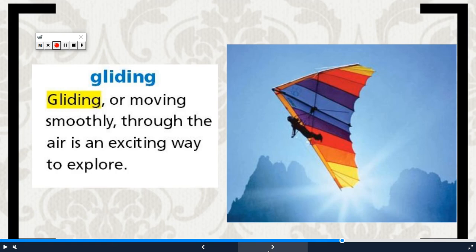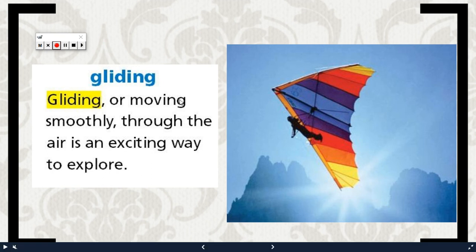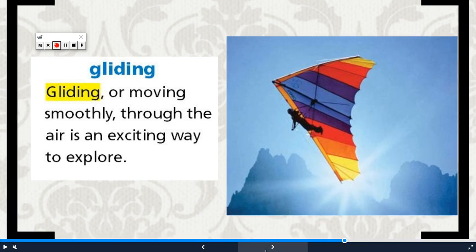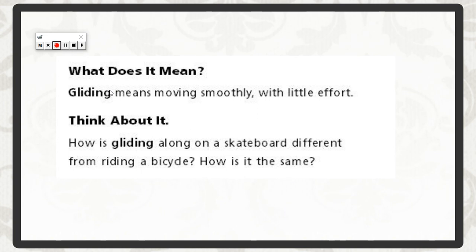Gliding. Look at this. He's gliding, moving smoothly with the wind. Gliding, or moving smoothly through the air, is an unexpected way to explore. Exciting. Okay, what does it mean? Gliding means moving smoothly with little effort, especially moving with the wind. Gliding, like birds and kites and so on.